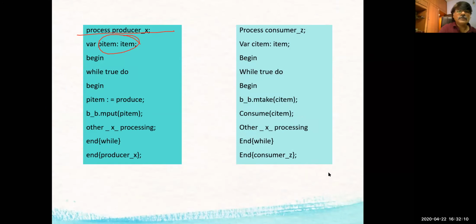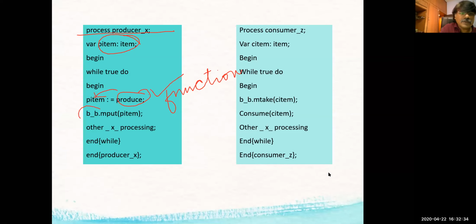Producer X has a local variable called P item. The producer will produce the item by invoking a function called produce. Produce is a function here. When the producer invokes the function produce, an item will be produced. When the item is produced, that item is returned back by the produce function and stored in the local variable of the producer called P item.